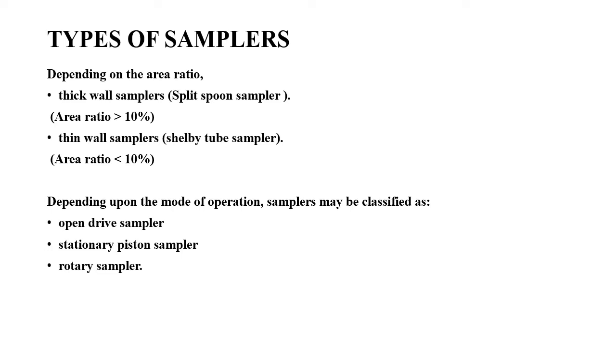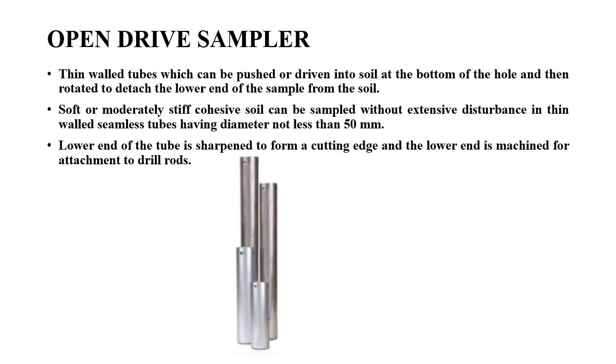Now, the second classification is based on the mode of operation of the sampler. With that criteria, the samplers may be further classified as open drive sampler, stationary piston sampler, and rotary sampler. So based on the mode of operation, you have an open drive sampler. This sampler can be simply pushed or driven into your ground for collecting the soil samples from the required depth. Once the sample has entered inside the sampler, in order to detach the soil sample from the ground, this sampler simply needs to be rotated.